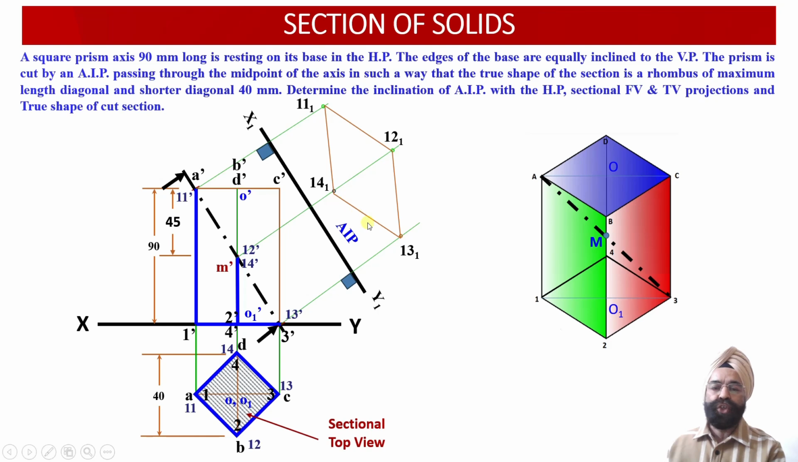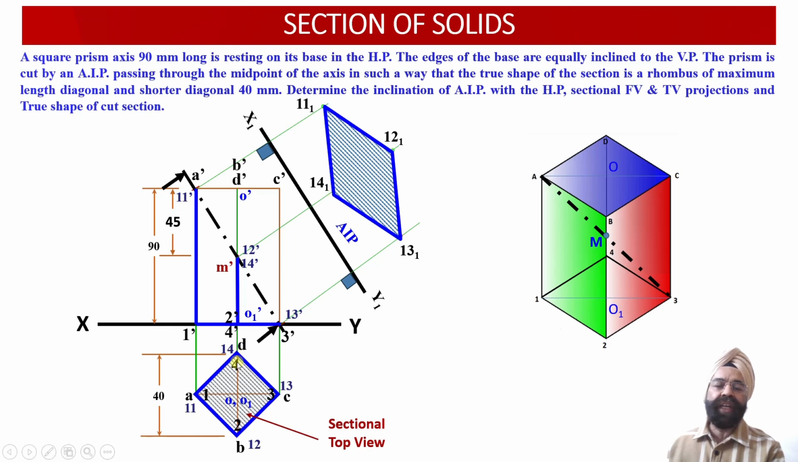Once we join all of these 4 points 11 1, 12 1, 13 1 and 14 1, we observe that we have obtained the rhombus projection over here as a true shape projection, and this length 11 1, 13 1 will be equal to the distance between the points A dash and 3 dash over here. So this distance A dash 3 dash will be equal to the distance between the points 11 1, 13 1, and the distance between 12 1 and 14 1.